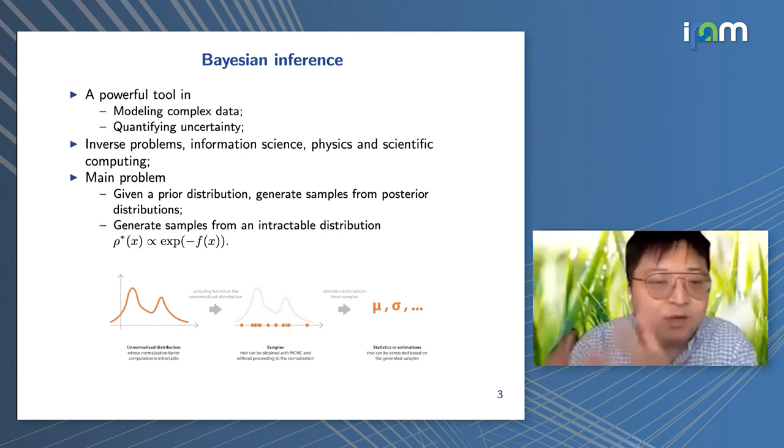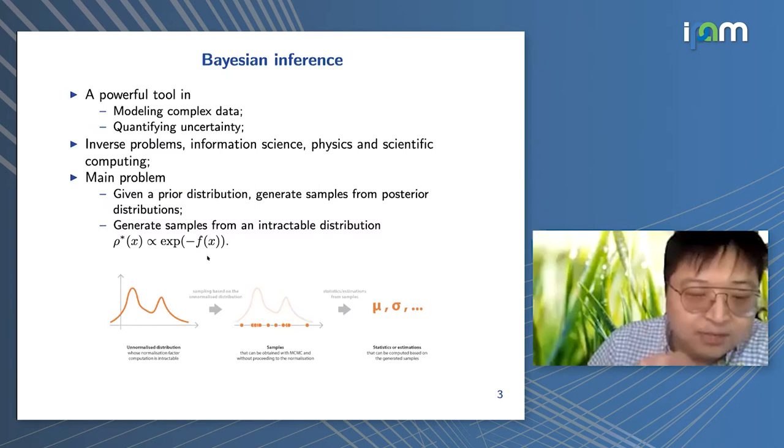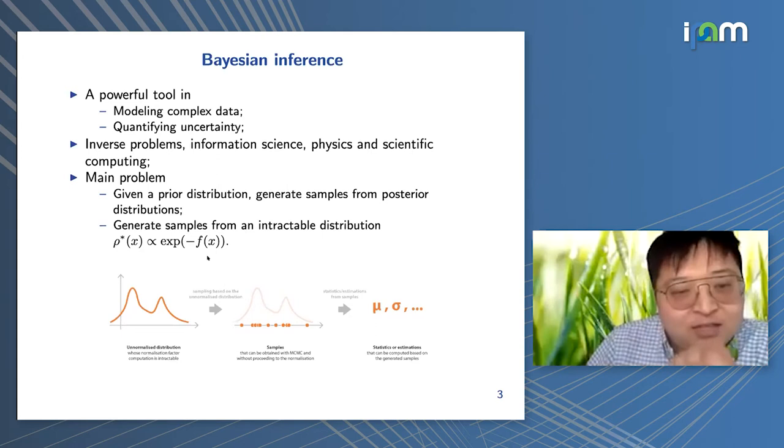It gives a measure. I know my function f. Now the question is, how can we find samples according to a distribution like this?